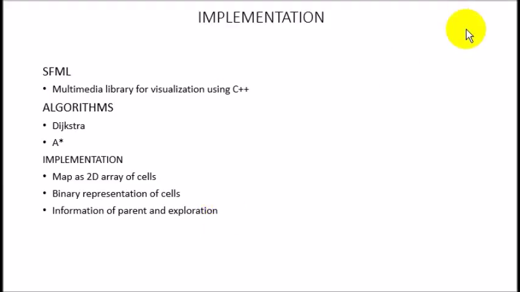In the next slide, we are going to see the GUI, which is implemented by SFML. The SFML library basically contains 5 modules, which are Window, Graphics, System, Audio, and Network. We will initially be analyzing two algorithms, Dijkstra's and A star.